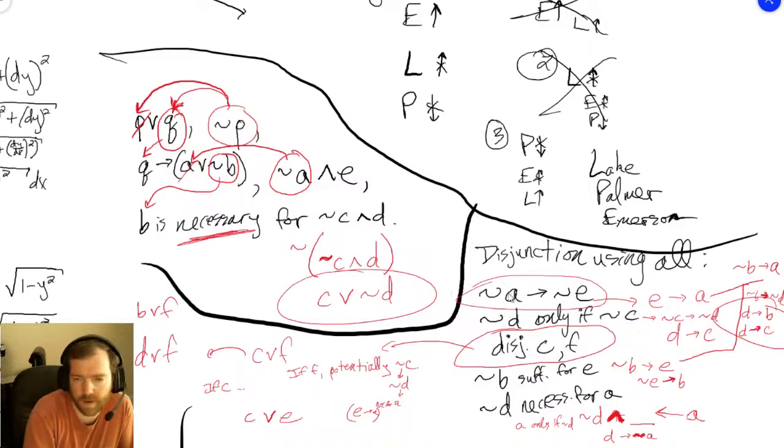If not A, then not E. And then if not E, then B. Okay.